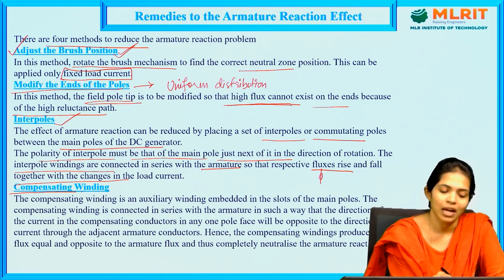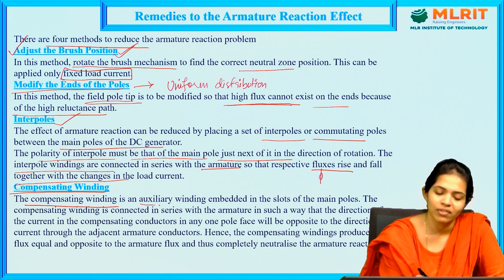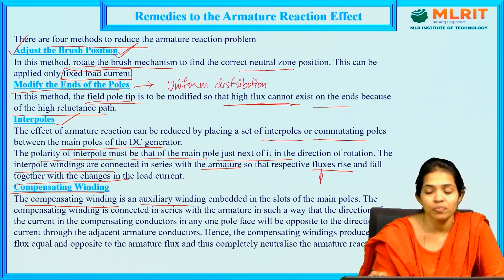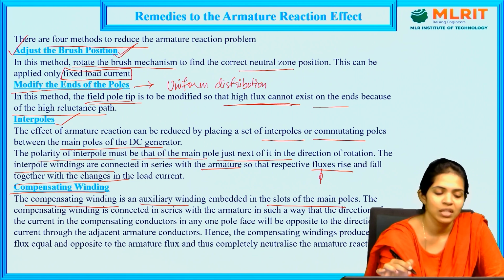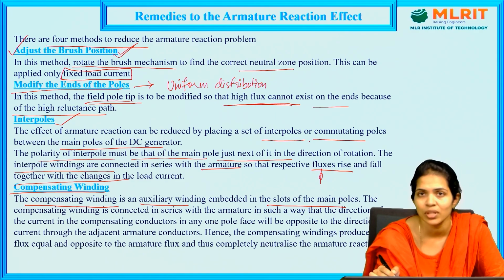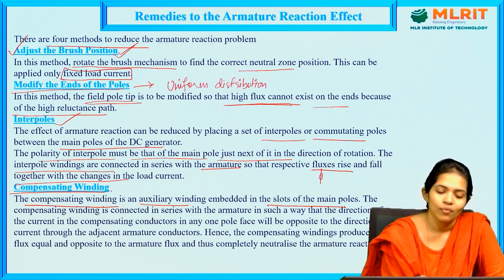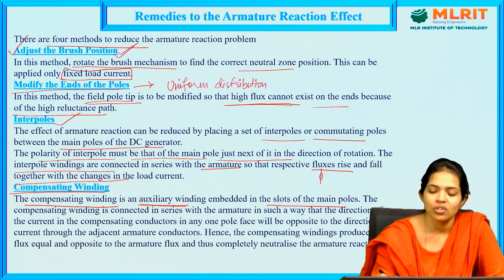Next one is the compensating winding. We provide one more type of winding. It is also known as auxiliary winding, which is embedded in the slots of the main field poles. We have seen that interpoles are situated between the main poles but connected in series with the armature conductors. Now we are seeing compensating windings, which are embedded in the slots of the main field poles.